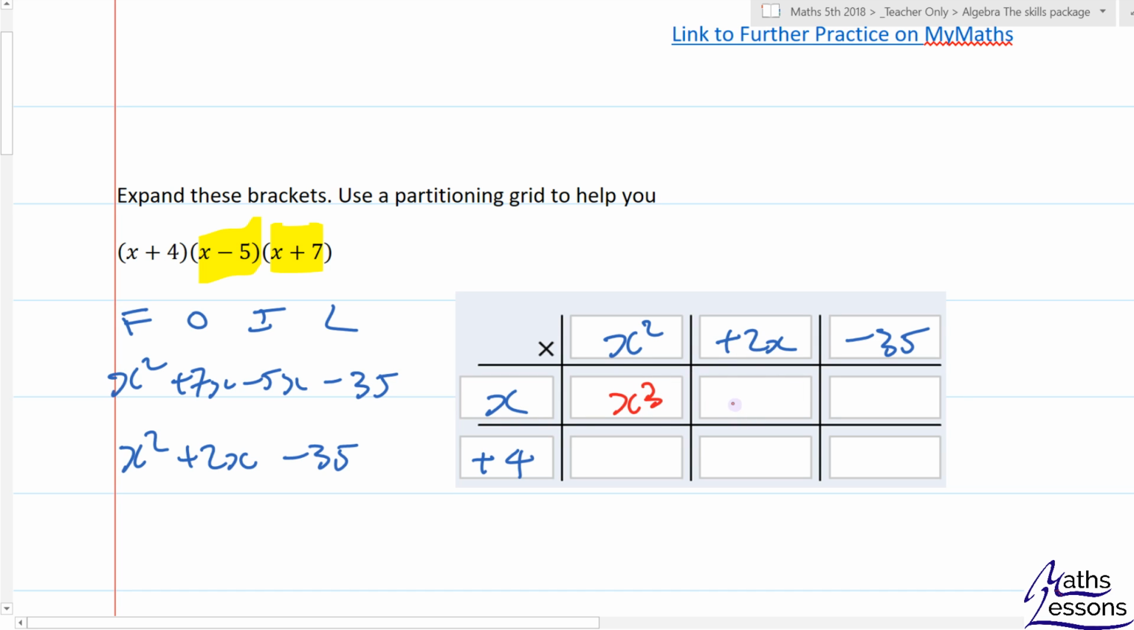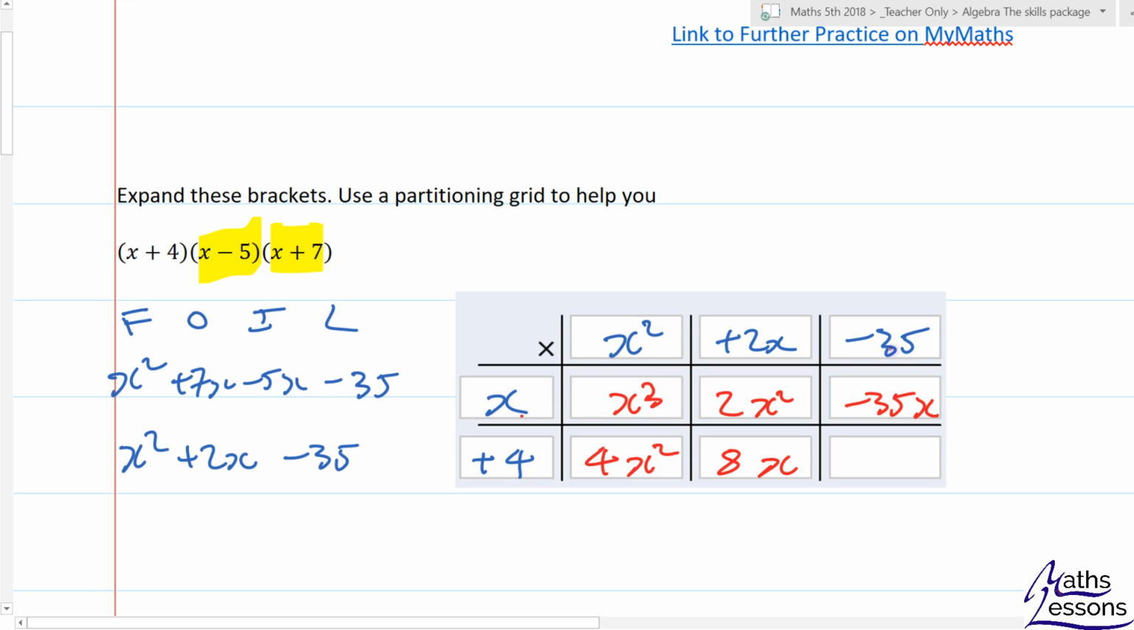x times 2x is 2x squared. You just do the x times the x and then times it by the 2. And then we get a minus 35x for x times minus 35. 4 times x squared is 4x squared. 4 times 2x is going to be 8x.